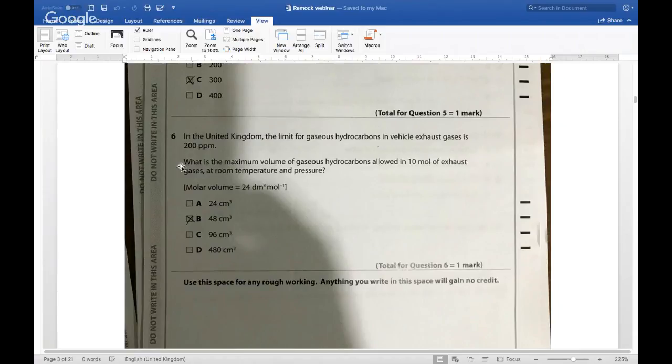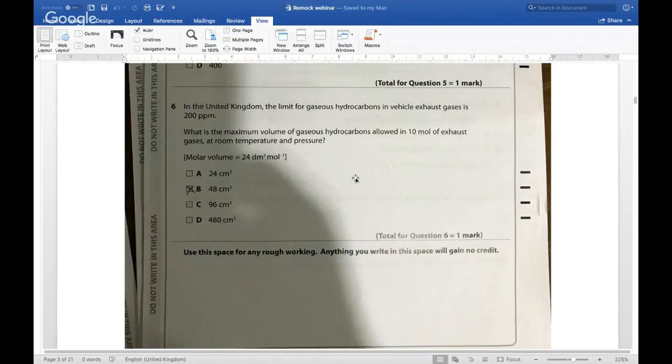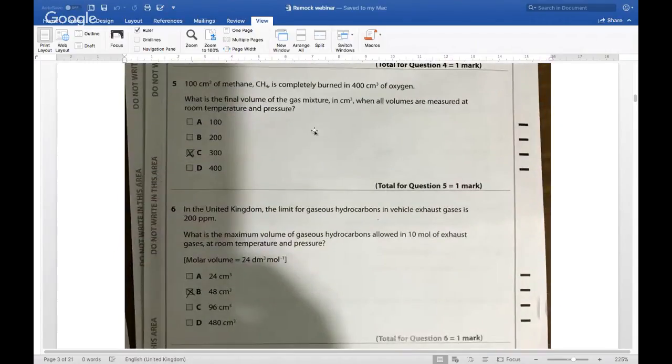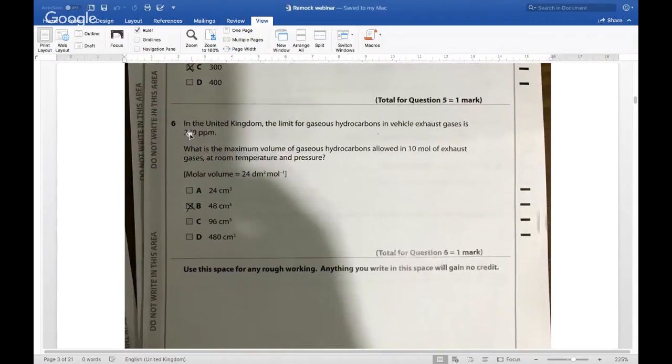Particles, parts per million. What is the maximum volume of gaseous hydrocarbons allowed in 10 moles of exhaust gases? So we've got 200 parts per million. I hate parts per million. Molar volume 24. So in 10 moles of gas, it's 200 multiplied by 10 multiplied by, oh no, oh God, I don't know what that one is either. Got stuck on 2 questions already just because that one needs an equation and question 6 requires you to know your parts per million.